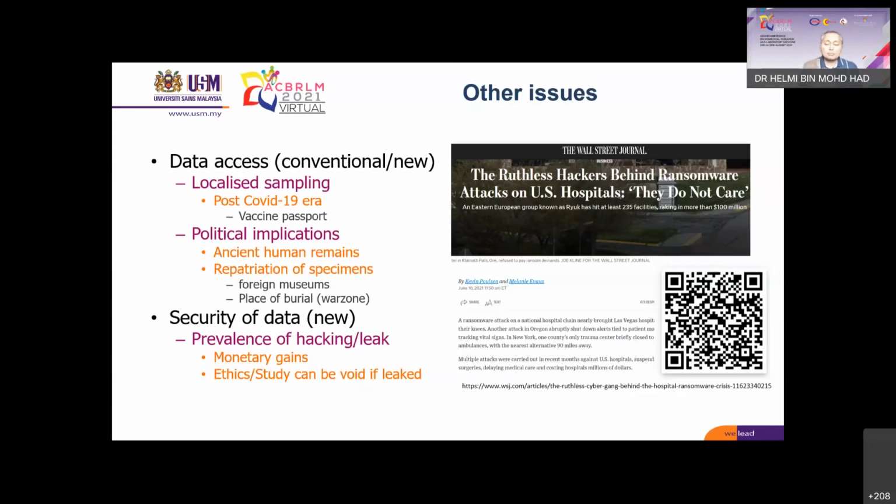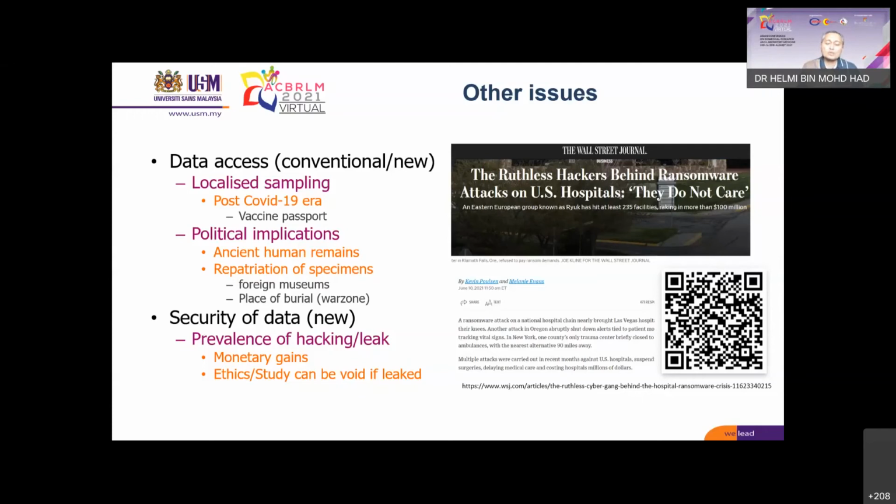And then political implications about repatriation of specimens. So repatriation is more of a service-based matter. In Malaysia, we are not involved in this kind of repatriation. Usually the United Nations and first world countries, when they send troops to another country and the troops die in that country, they need to repatriate the deceased. For example, army forces in Kosovo and Bosnia during the war in the 1990s. So the war zone repatriation is one issue.